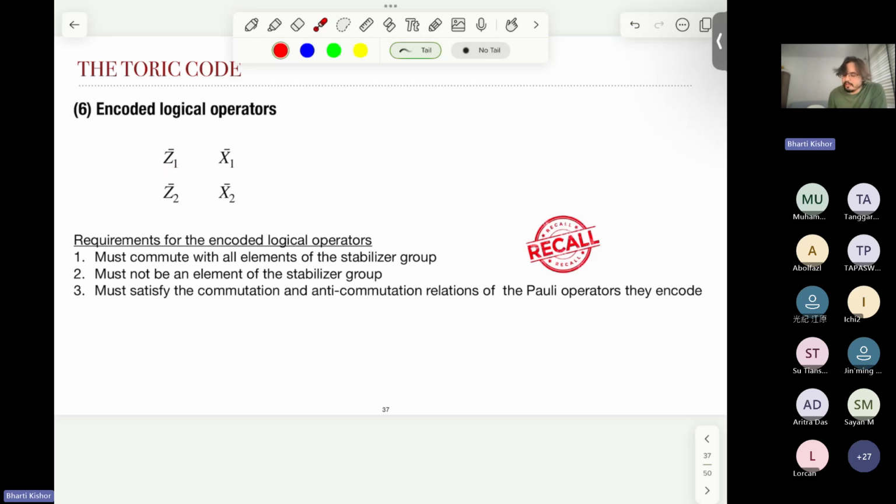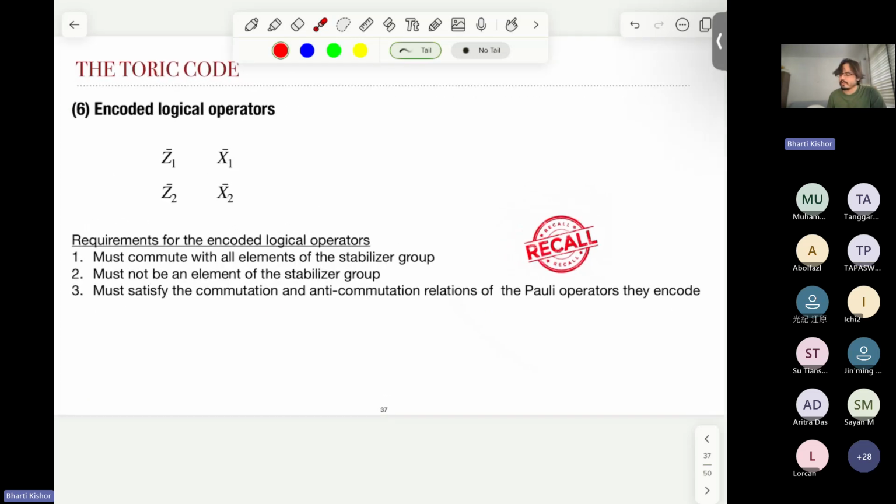And we have to look at all possible representations of Z1, Z2, X1, X2. We have to look at the weight of the minimum weight encoded logical operator, and that will give you the distance of the code. So what are the requirements for the encoded logical operator? They must commute with all elements of the stabilizer group. They must not be an element of the stabilizer group, and they must satisfy the commutation and anti-commutation relations of the Pauli operators they encode.